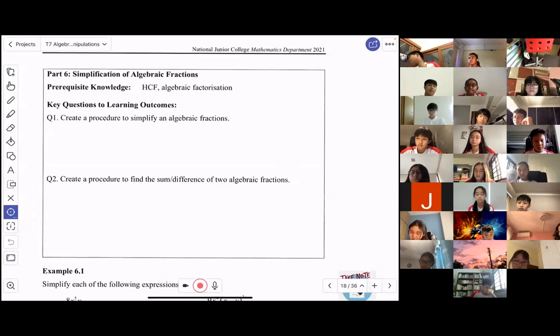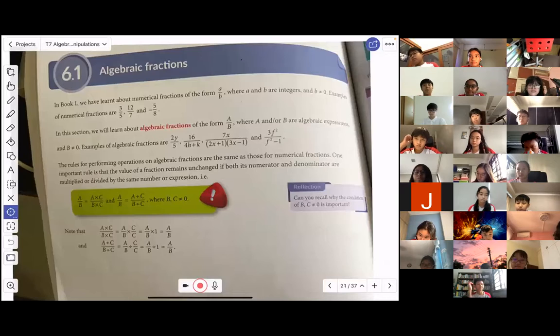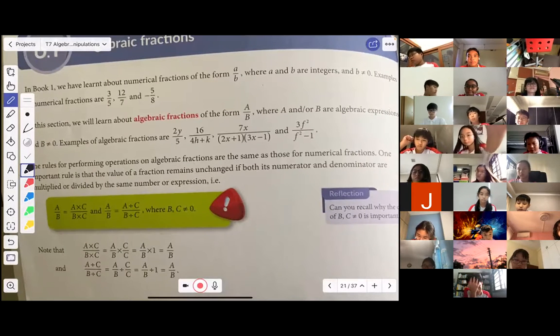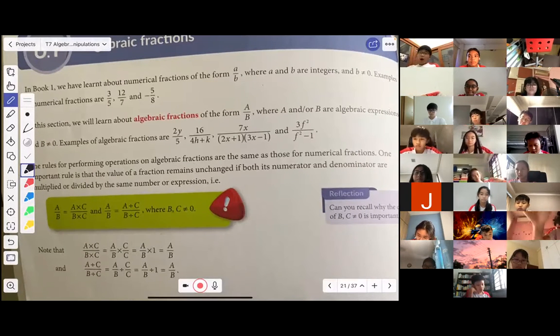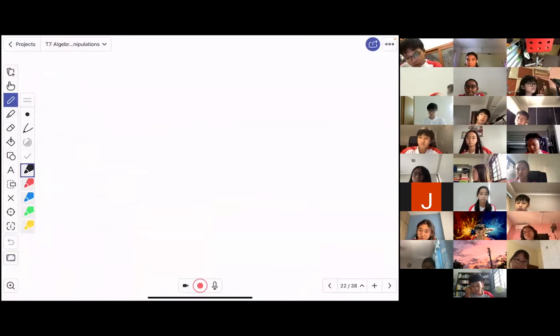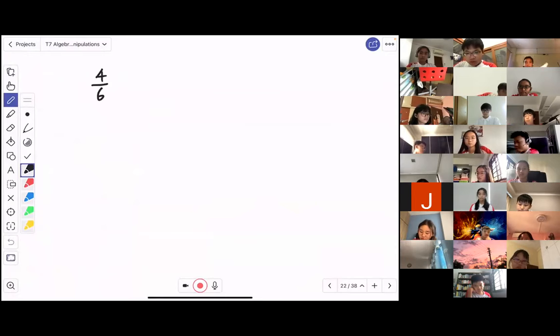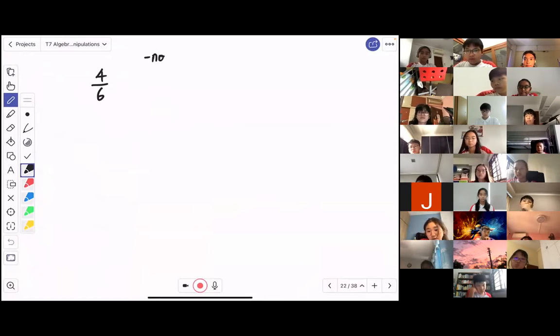Okay. So algebraic fraction, in the past, what is an algebraic fraction? When we look at numbers, we know that numbers can also give us fractions. And when we talk about fractions, we express it, for example, in the form of 4/6. This answer is not simplified.